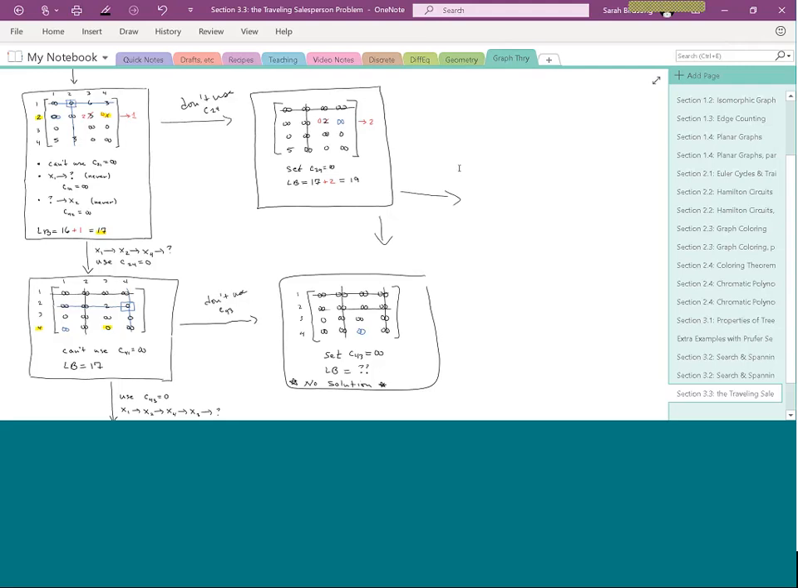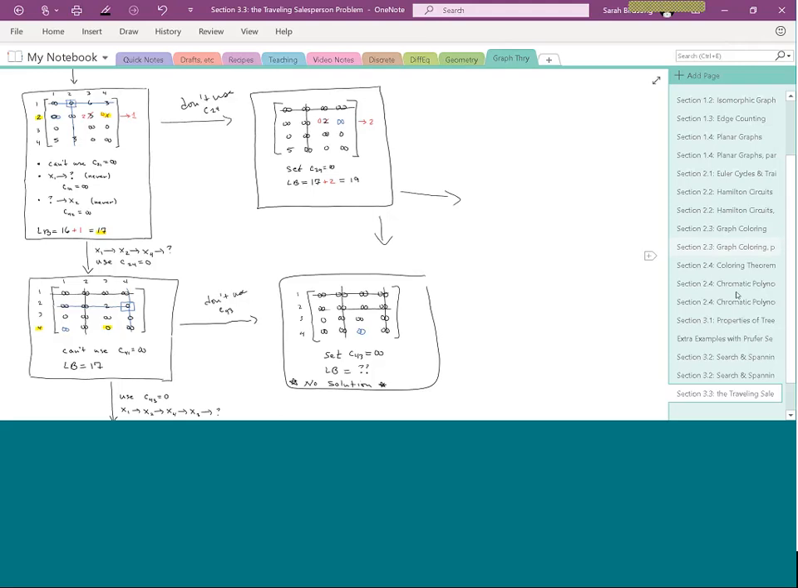Other questions before we move on to talking about section 3.4? All right, I am not seeing any other questions come in, so let us look at section 3.4.